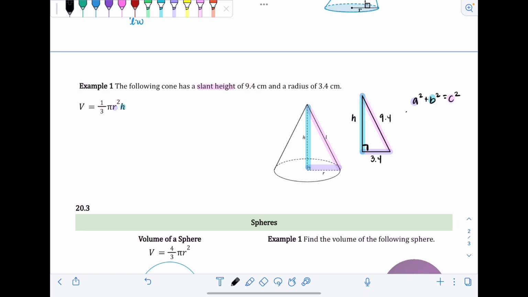Okay, so 3.4 was going in for a, so it'll become 3.4 squared, plus h is going in for b, so it'll be h squared. We can't forget about the squared on each part. And then equals c squared, so it'll be 9.4 squared. So 3.4 in for a, h in for b. If you wanted to leave it as b, you could. And then 9.4 in for c.